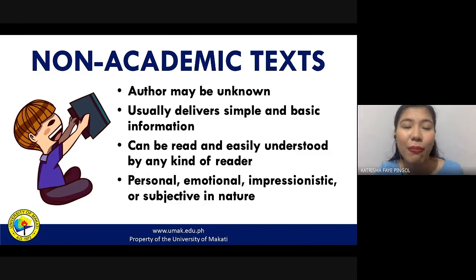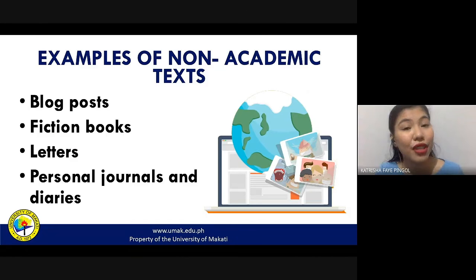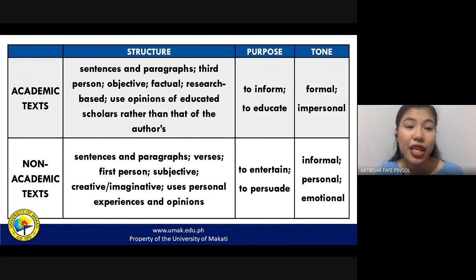It may present bias. Some examples of non-academic texts include blog posts, which are very common recently. Fiction books are also considered to be non-academic texts. Similarly, some letters, personal letters, could be considered non-academic texts, as well as personal journals and diaries. Here is a summary of the structure, the purpose, and the tone, differentiating academic texts and non-academic texts.